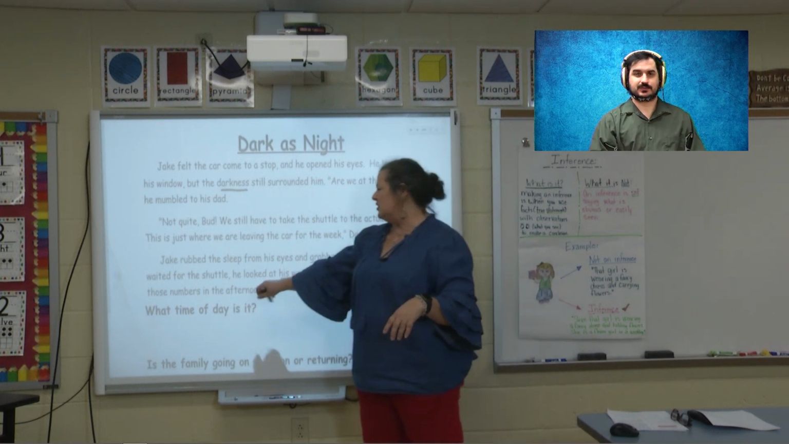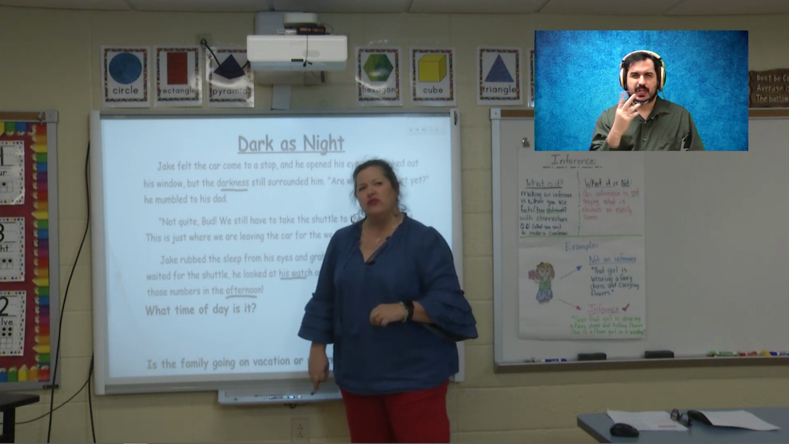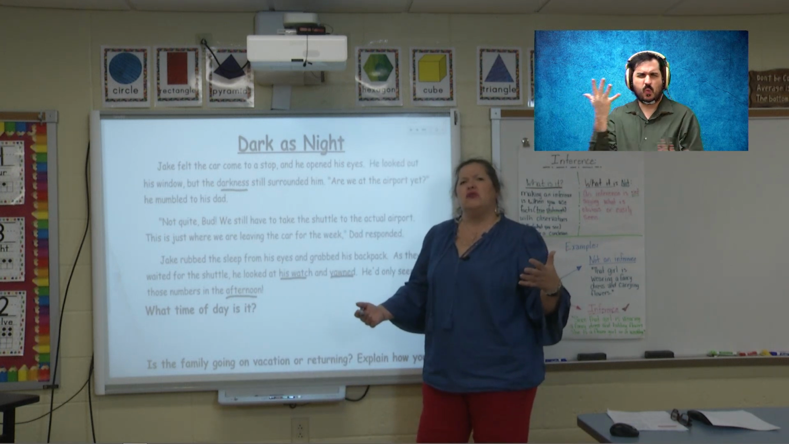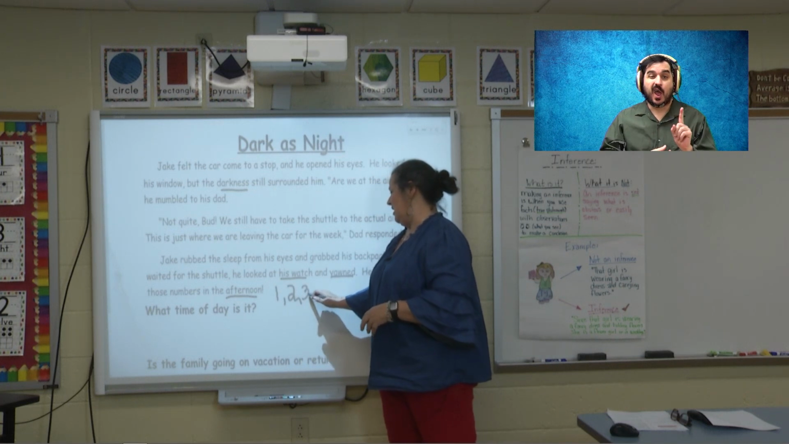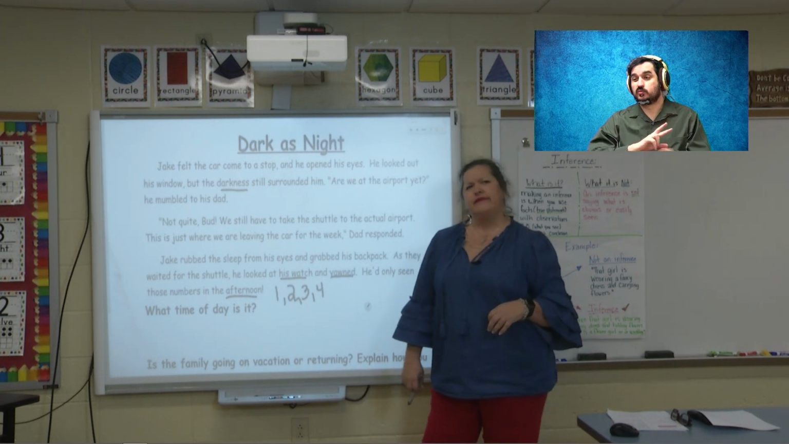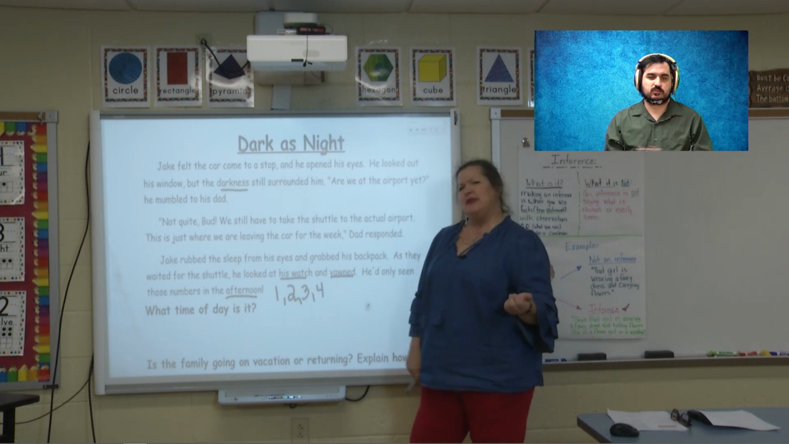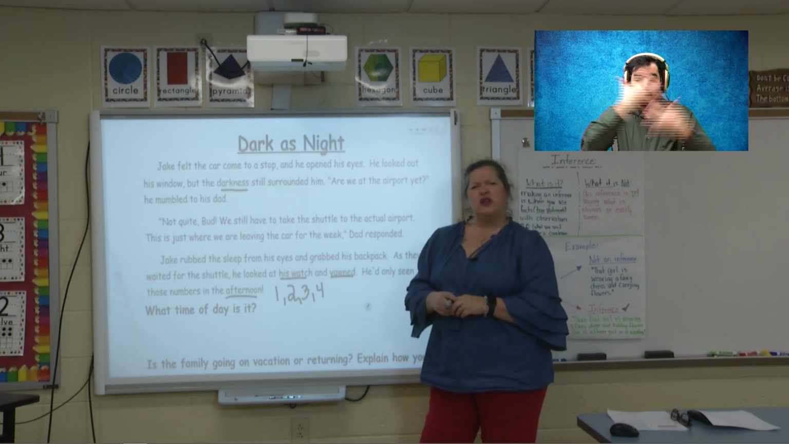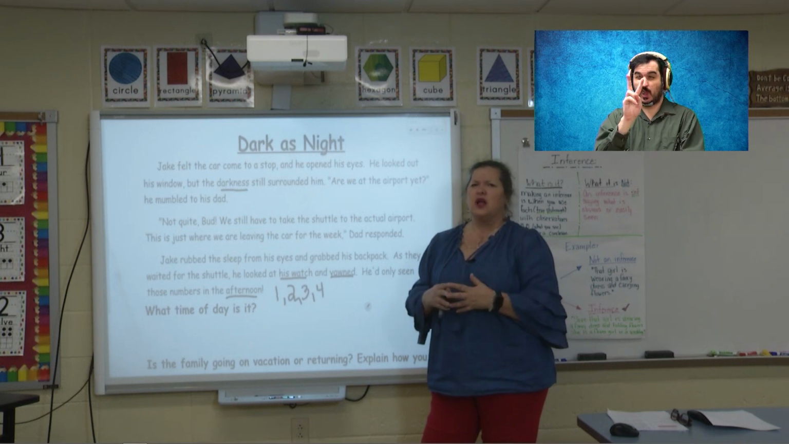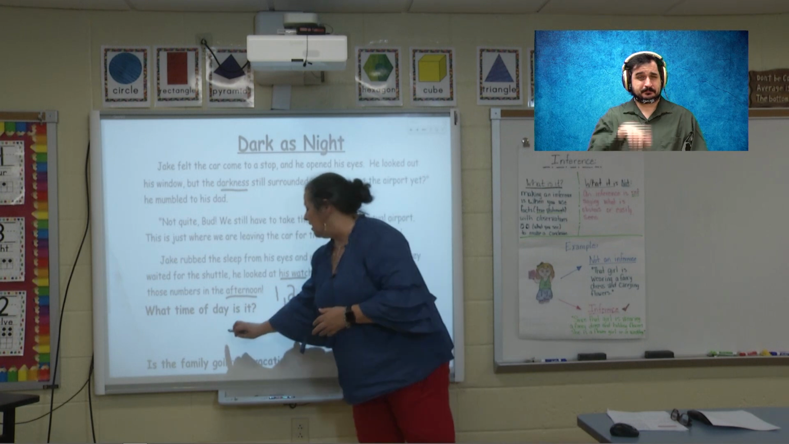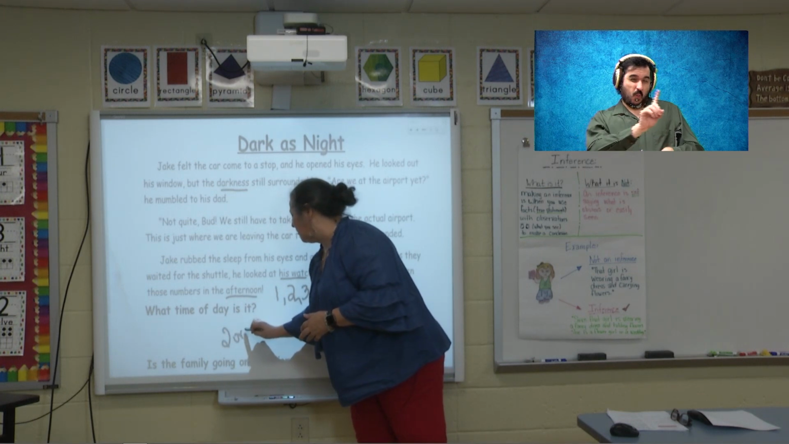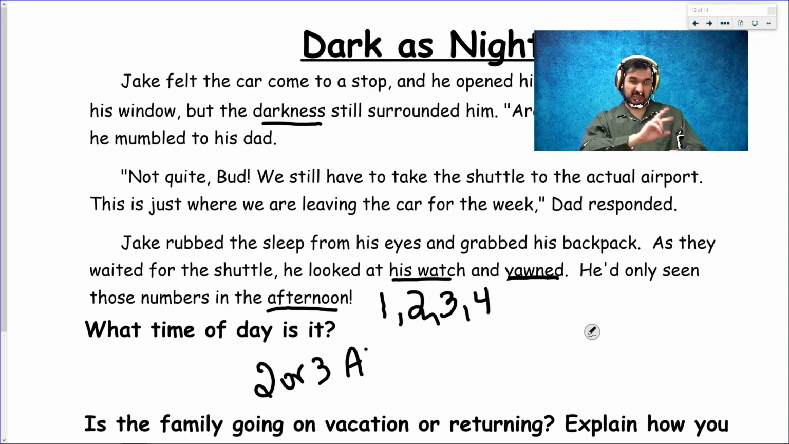But then it says he'd only seen those numbers in the afternoon. So what time is the afternoon? Well, you have 1, 2, 3, 4. That's afternoon. Wants to know what time it is. Is it dark at 1 o'clock in the afternoon? Or 2 o'clock, or 3 o'clock, or 4 o'clock? No. So it must be probably about 2 or 3 a.m. in the morning. Okay? So it's 2 or 3 in the morning.